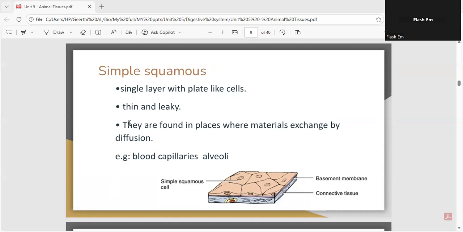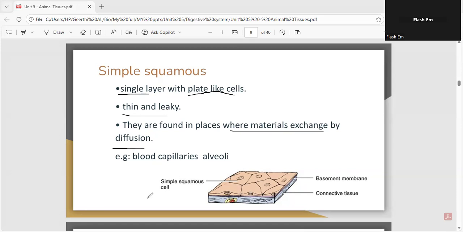In this picture you can see a single cell layer with plate-like cells. You can easily see that. Then it is thin and leaky. Because of the plate-like cells, it is thin and leaky, so it can easily diffuse. That's why it's found in places where materials exchange by diffusion. The examples are also very, very important.